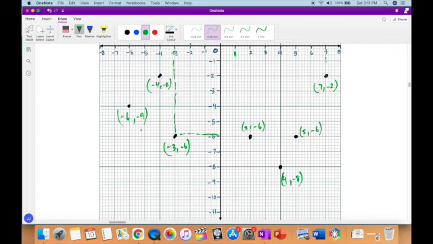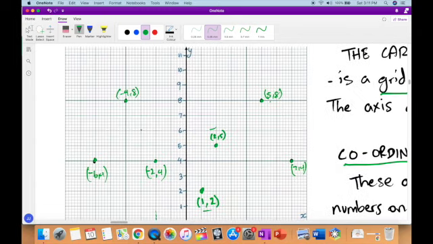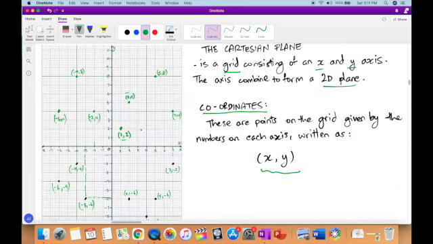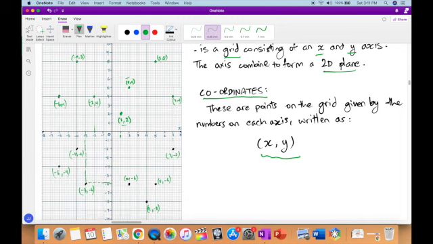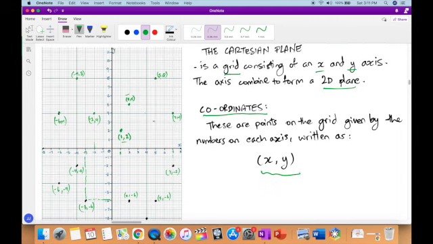Right? So this is just the Cartesian plane, which is formed when you join two axes, an x-axis for horizontal and a y-axis for vertical. And this forms a two-dimensional grid. And we can now make points on the grid called coordinates. And we write these points x, y.